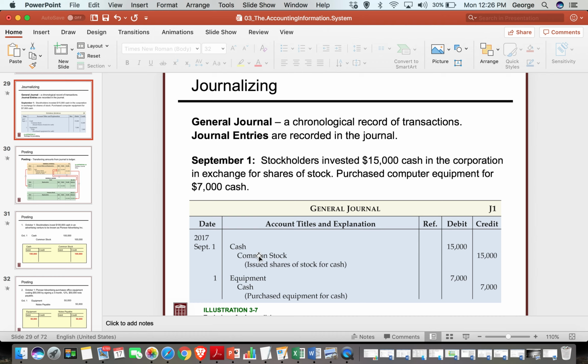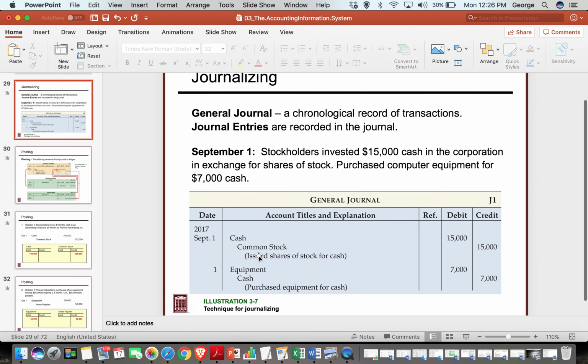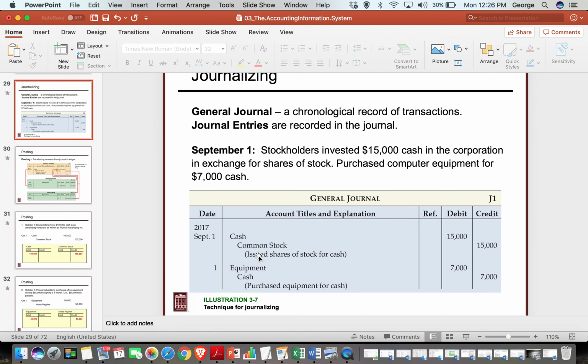Then I bought some equipment for $7,000 in cash. So that increases the asset equipment by $7,000 and decreases cash by $7,000. Note that after I do each of these transactions, debits still equal credits.